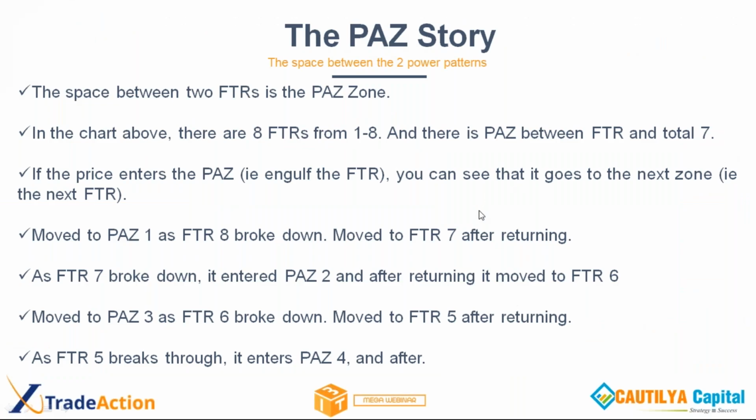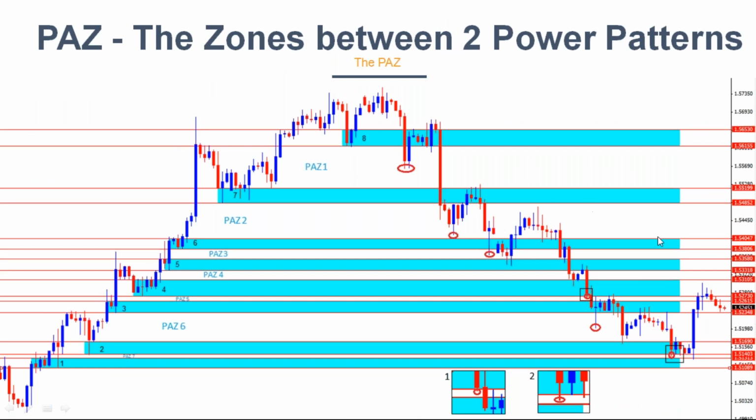Ideally this is what is happening. The words cannot explain the story, I have to explain it here. What happened? FTR1 formed, FTR2 formed. When FTR1 and 2 formed, the gap between the two is a clean price action zone. So now between 2 and 3 there's another price action zone, 3 and 4 there's another price action zone, and so on.